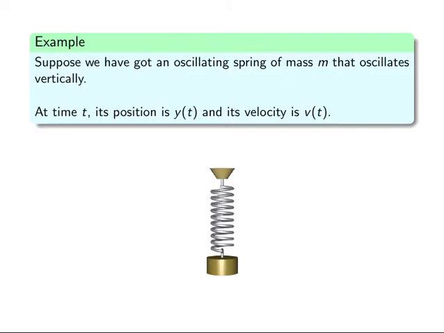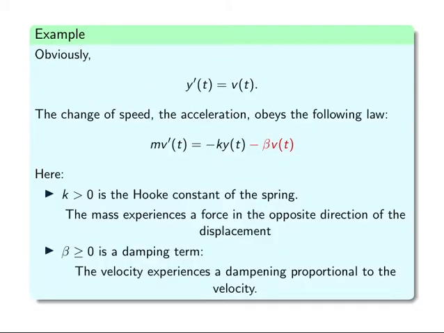So at time t, we write y(t) for the vertical position of the spring, and we denote its velocity by v(t). Now obviously the velocity is the first derivative of the position. So we've got y'(t) equals v(t). Now the change of the speed, that is the acceleration, obeys the following law: m v'(t) equals negative k y(t) minus beta v(t).